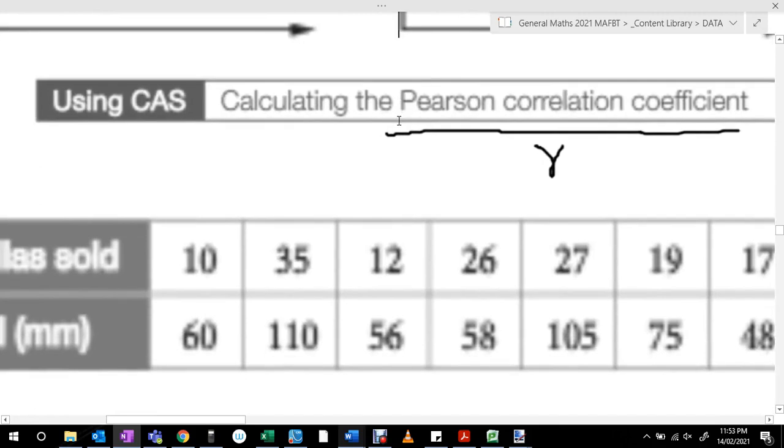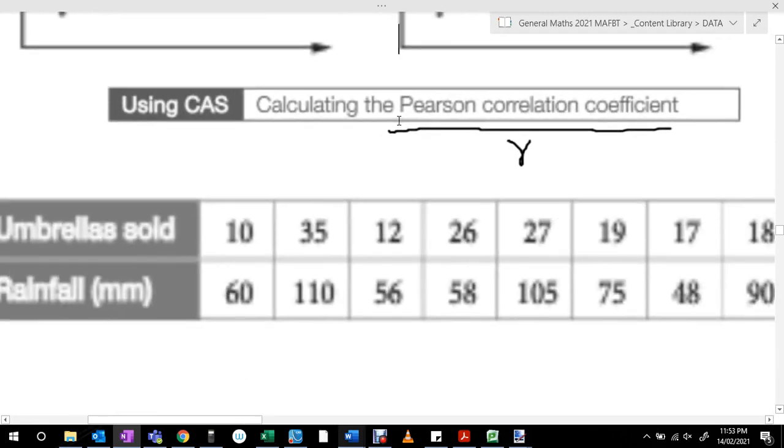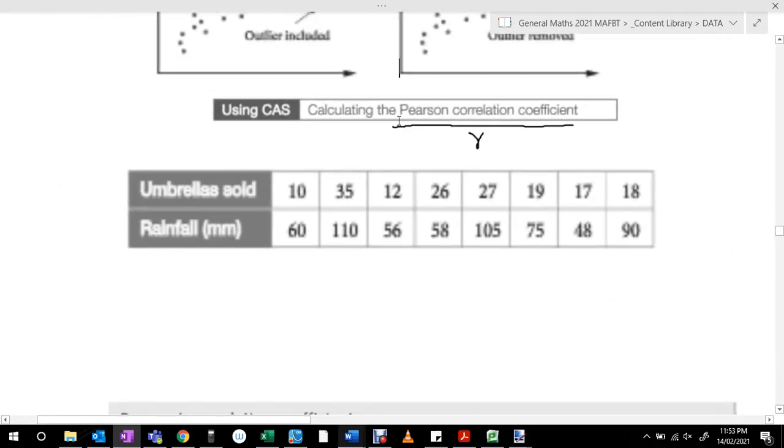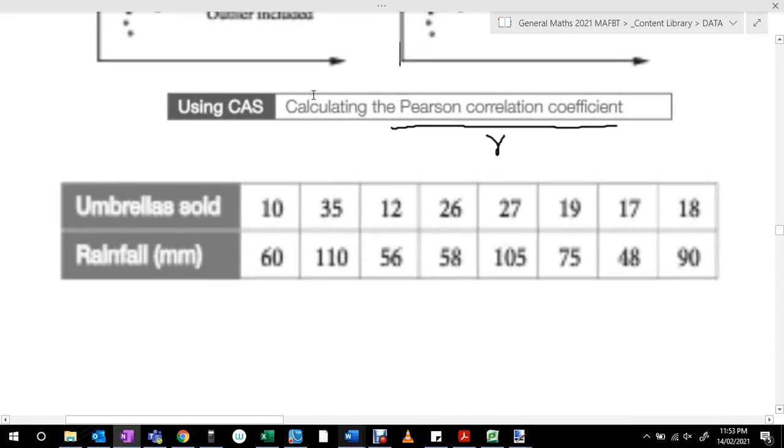So how do we actually calculate the R value in a graph? You will come across a question where it says you've got these two variables and you need to find the R value. Remember, the R value can also be known as Pearson's correlation coefficient. That is another word for the R value.